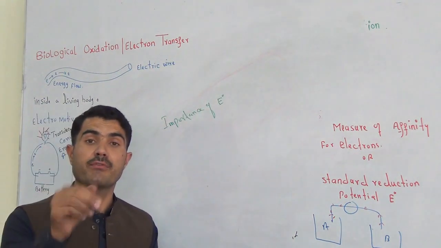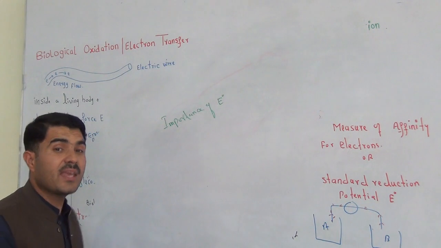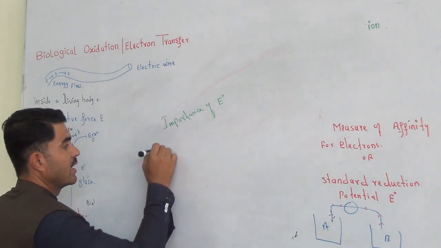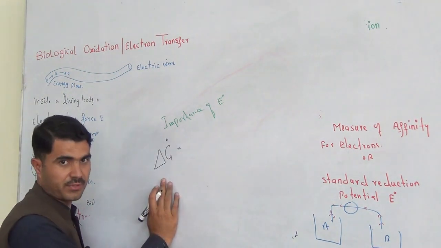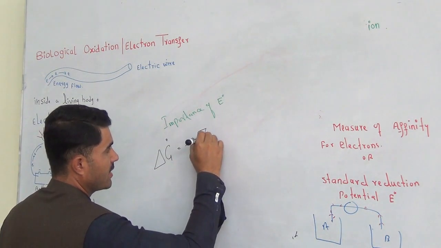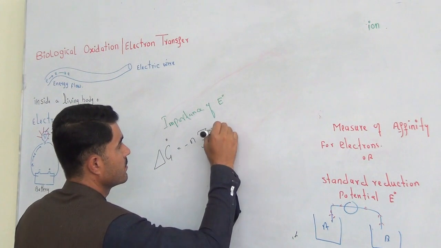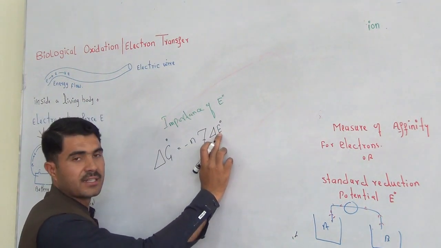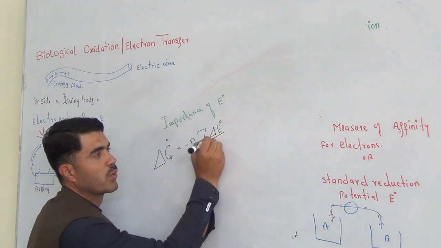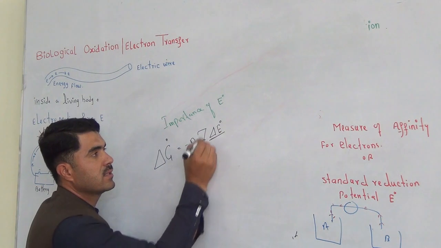we can determine the free energy, and I have already given a lecture on the free energy, right? So we can determine the free energy of a reaction if we know this. Delta G naught, the standard free energy of a reaction, is equal to minus n, Faraday's constant, and delta E naught. This is the change in standard reduction potential. I told you, every reaction has this value. And this is called Faraday's constant.